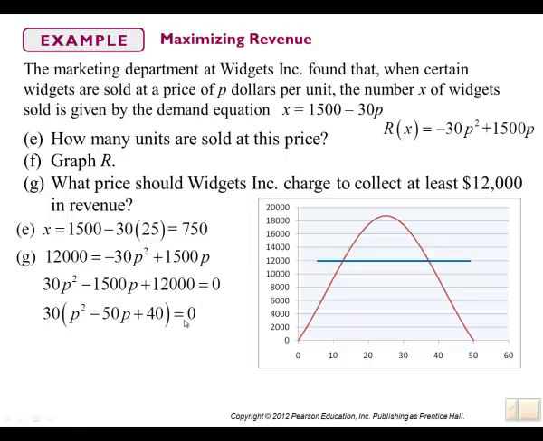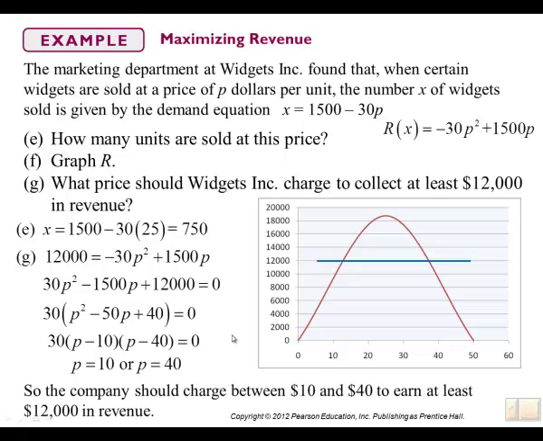They factored out the common factor. You could also divide it out, get rid of it completely, and then from here we factor. And factors of 400 are negative 10 and negative 40, so (P minus 10) and (P minus 40). So we get P equals 10 and P equals 40. So at a price of $10 per widget, we get a revenue of 12,000, and also at a price of $40. We move up here, and that's also where we get $12,000 revenue.